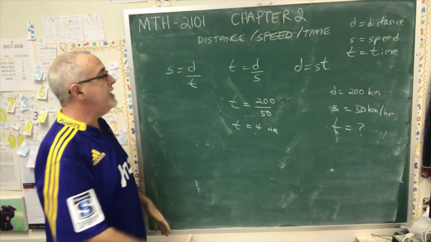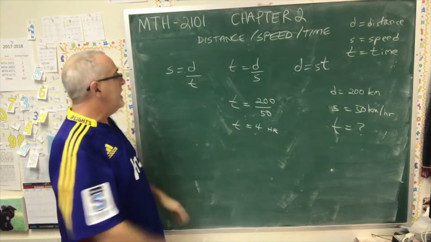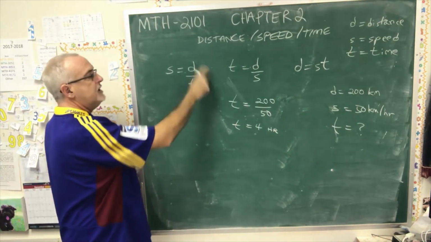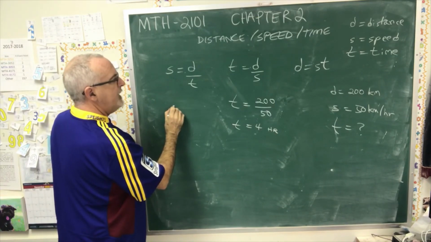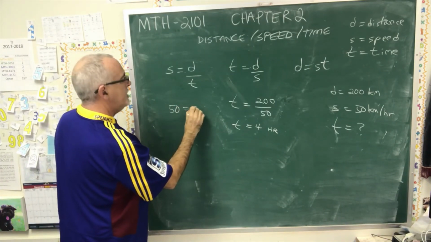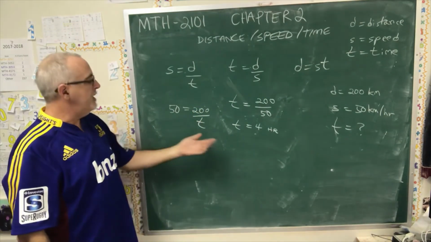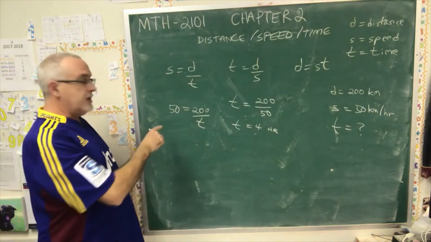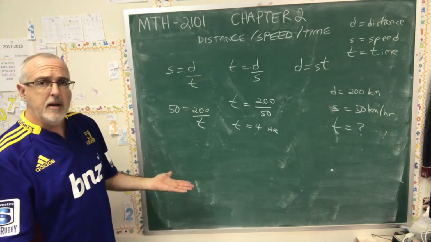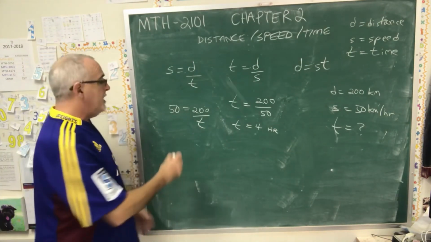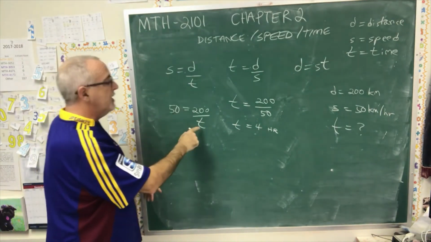It's always most convenient if the letter you're looking for is the one isolated on the left, but it's not the only way to do it. Let's try answering the same question with this version of the formula. We have S is 50, D is 200, and T is still T, because we don't know it, we're trying to find it. We're in an algebra situation, and it's a weird one, because we have a variable in the denominator. What do you do when your variable's in the denominator? Well, what I do is I call it the trade. I'm allowed to trade the 50 and the T. I'm allowed to trade the thing that's alone on one side of the equals with the denominator on the other side.